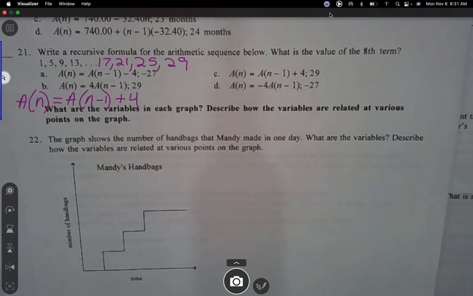Was that one better for recursive? Was that one better than the explicit? Yeah? Okay. Can I erase?